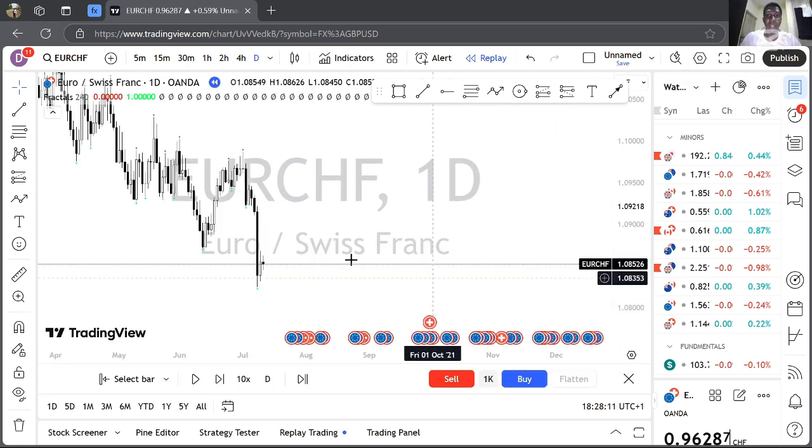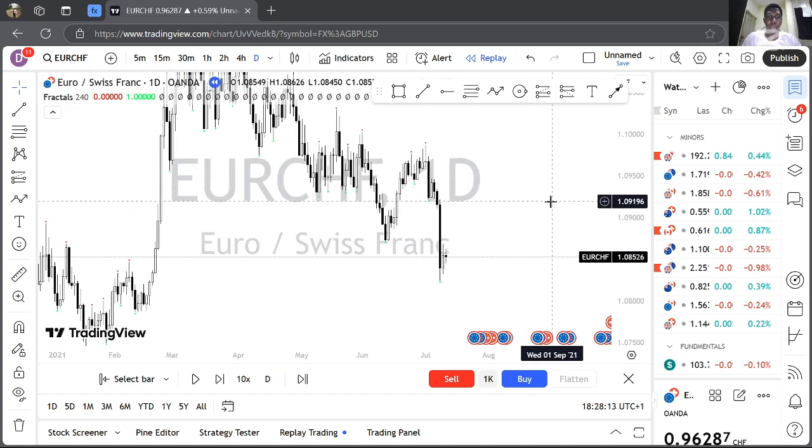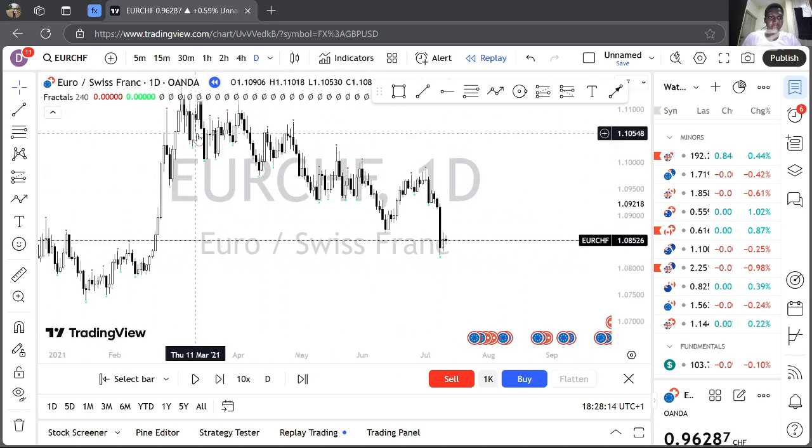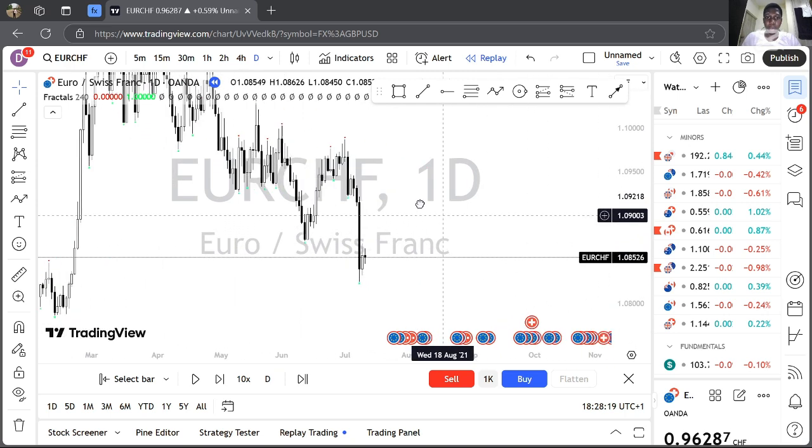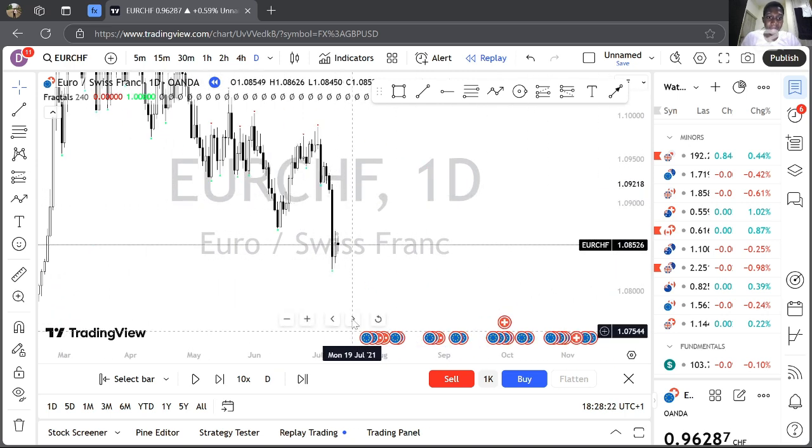So what do we see here? You can see that price is trending downwards, so we are in a downtrend, and now we can see a big push down away from this part here.